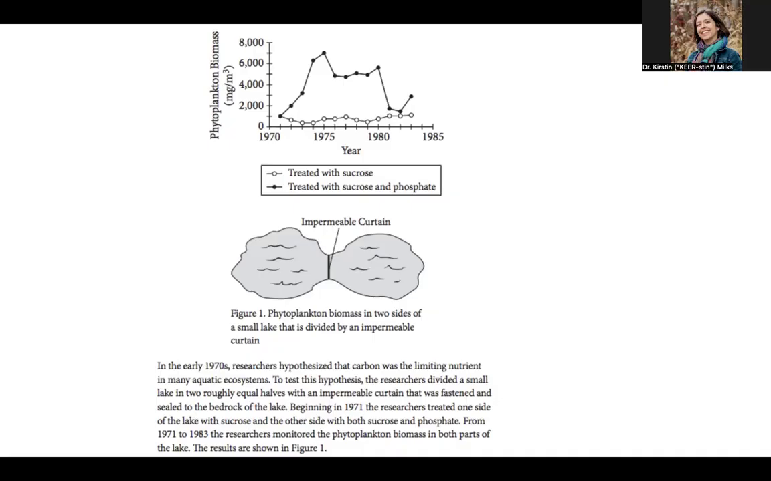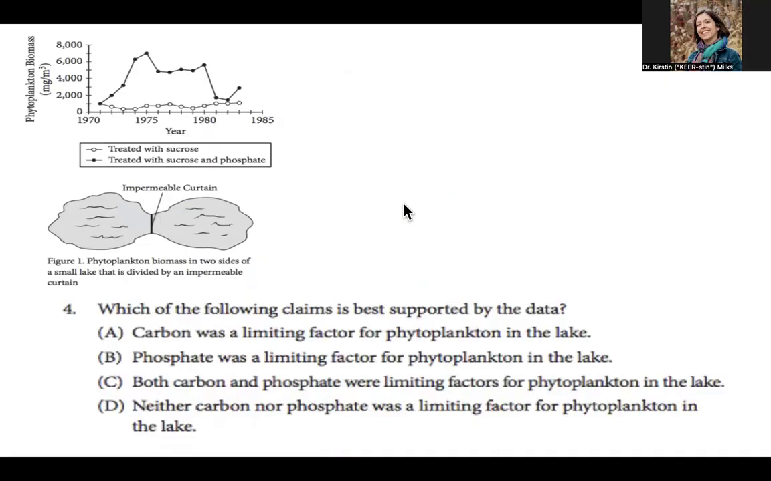Impermeable. In the early 1970s, researchers hypothesized that carbon was the limiting nutrient in many aquatic ecosystems. To test this hypothesis, the researchers divided a small lake in two roughly equal halves with an impenetrable curtain that was fastened and sealed to the bedrock on the lake. Beginning in 1971, the researchers treated one side of the lake with sucrose and the other side with both sucrose and phosphate. From 1971 to 1983, the researchers monitored the phytoplankton biomass in both parts of the lake, and the results are shown in Figure 1, which is up here. Sorry it's blurry, since you can see the words a little better.